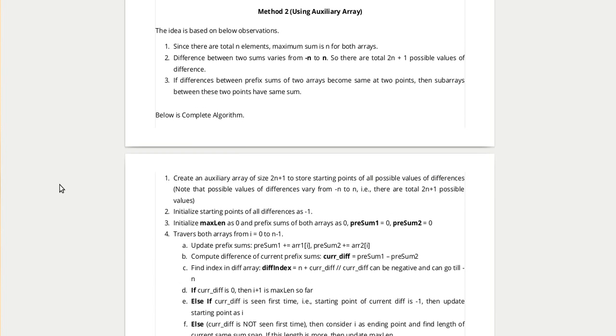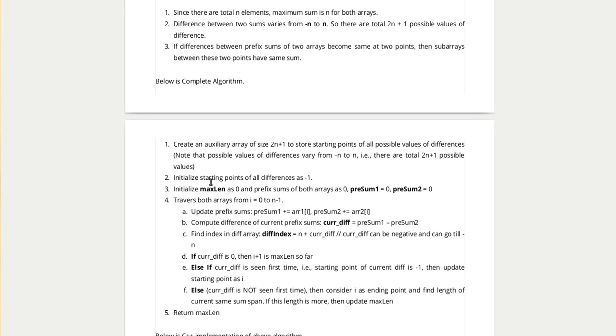Let us move on to the algorithm and see how we approach this thing. So we start by creating an auxiliary array of size 2n plus 1. Basically we want to know at what index which difference did we find, and we want to store that index.